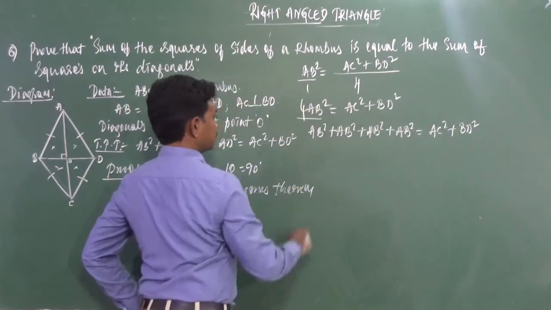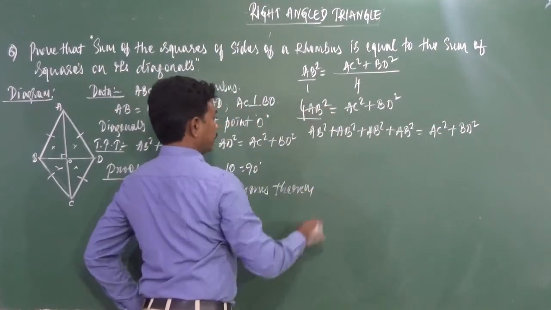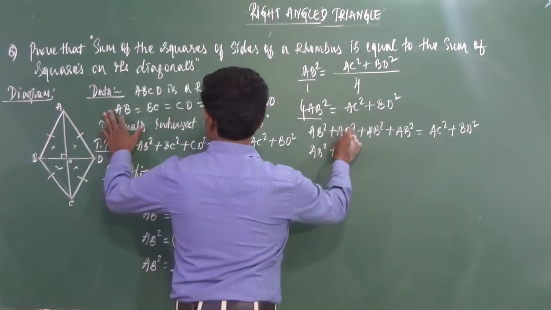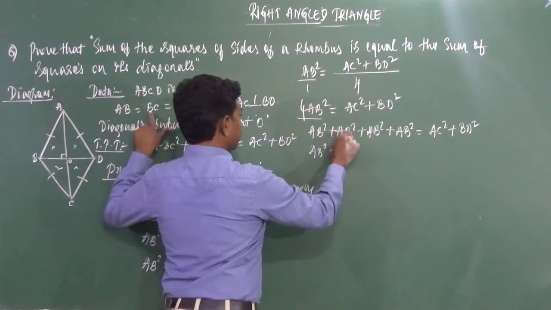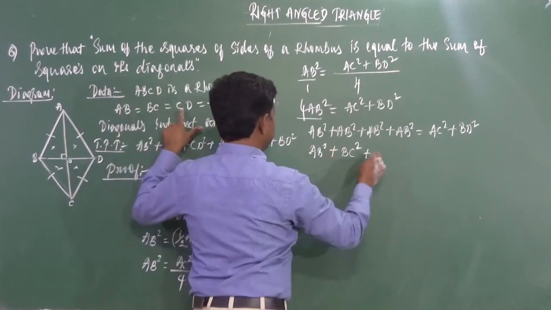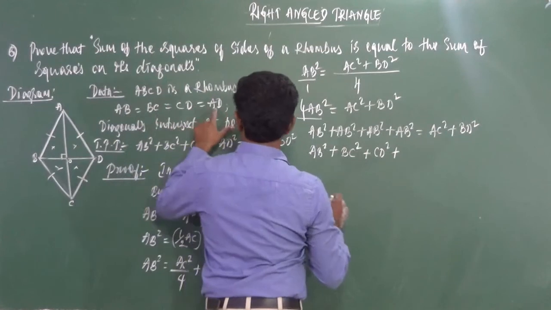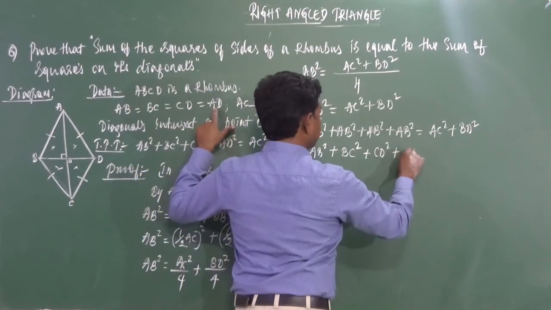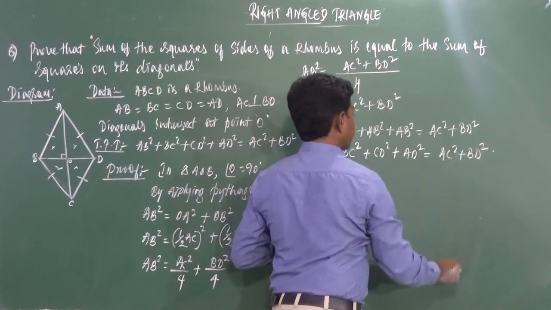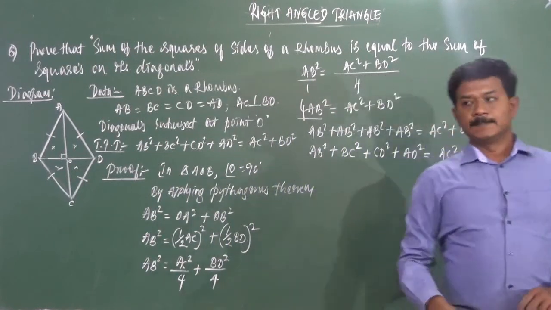This can be written like this, because 1 AB square, 1 AB square, 1 AB square, 1 AB square is 4 AB square. So instead of AB, since AB is equal to BC, I am going to write BC square plus, since AB is equal to CD, I am going to write CD square, and AB is equal to AD, so instead of this AB I am going to write AD square is equal to AC square plus BD square. I hope this is what is to be proved. So this is how it goes.